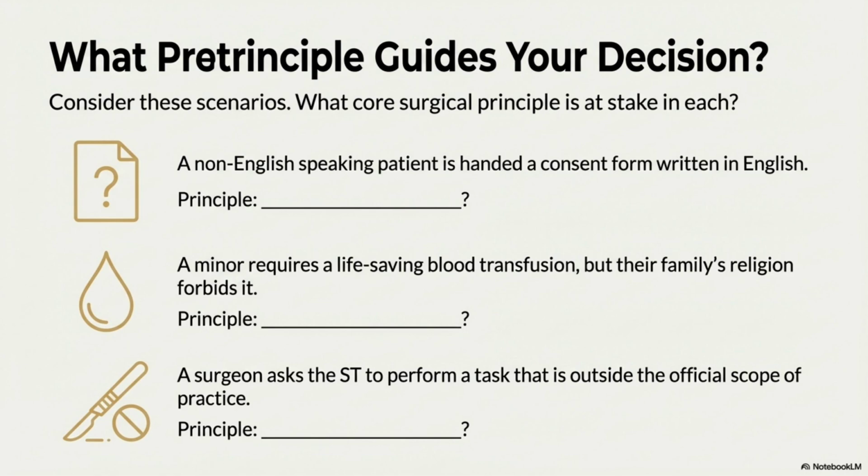Scenario 2. A minor requires a life-saving blood transfusion, but their family's religion forbids it. What principle governs this situation? This scenario involves autonomy, legal authority, beneficence. It also involves emergency exception standards. Notice how ethics and law intersect.